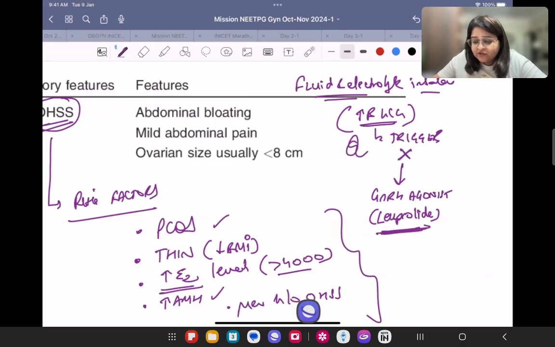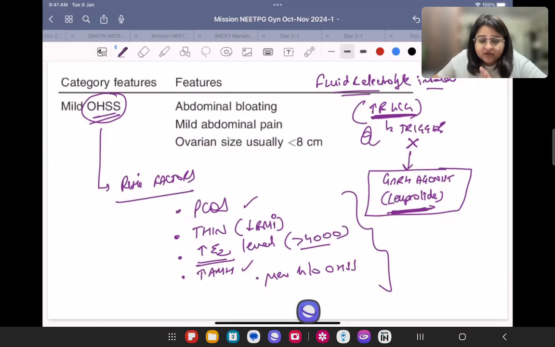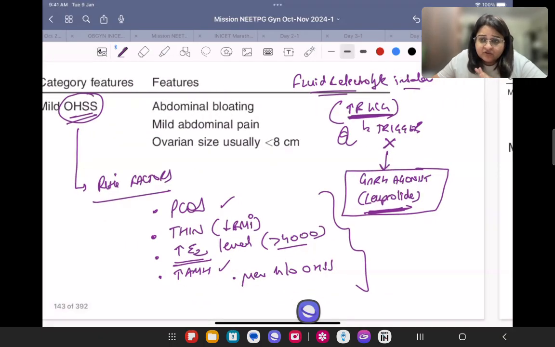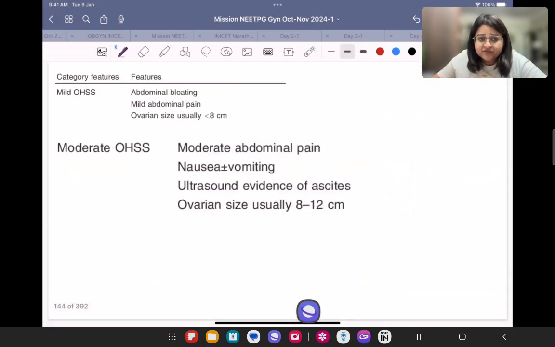Leuprolide we give in place of HCG as a trigger. Normally we give HCG as trigger for both clomiphene, letrozole, even in IVF cycles. But if the woman is at risk of developing OHSS, we should not give HCG. It's going to worsen the whole situation. We should give leuprolide. Leuprolide also is a drug which can mimic the action of LH, okay, and acts as a trigger.